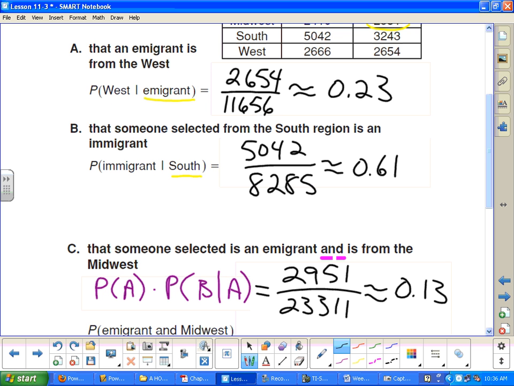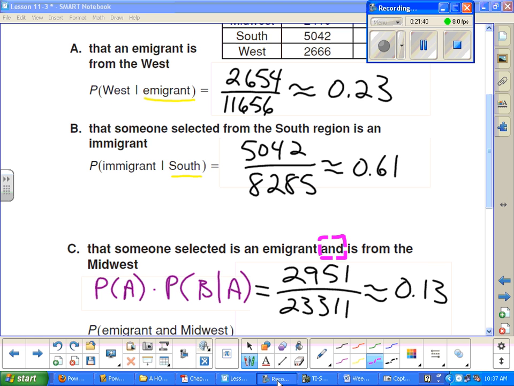All right, so pay attention. Once again, the difference is the word and. That word and tells me I'm working with the whole population. Where in these other two cases, the letter A, I was looking at immigrants, and then those from the West. Letter B, South, and those are immigrants. But it just says someone selected from the South region is an immigrant. The key word again is the word and. So you need to focus on that word.